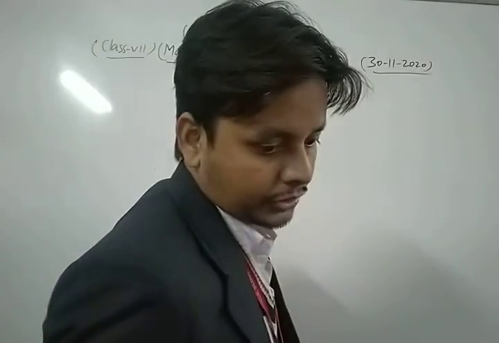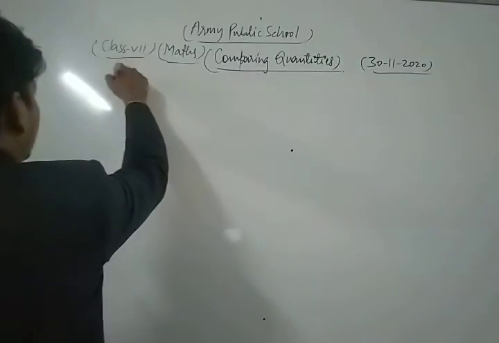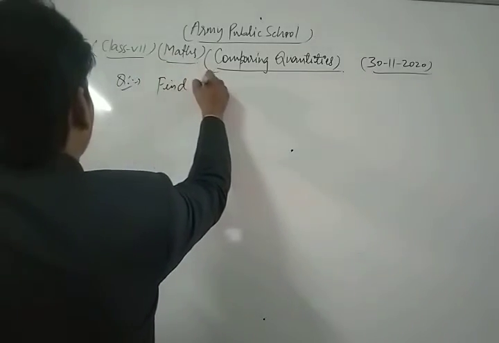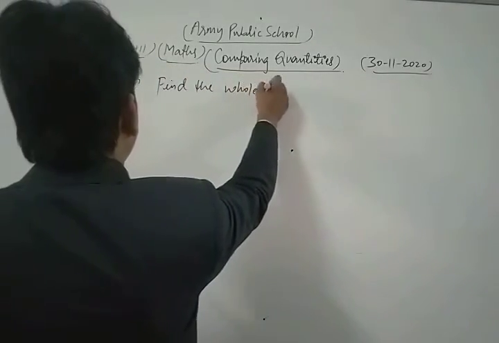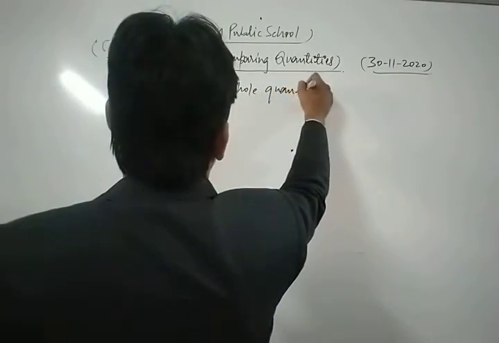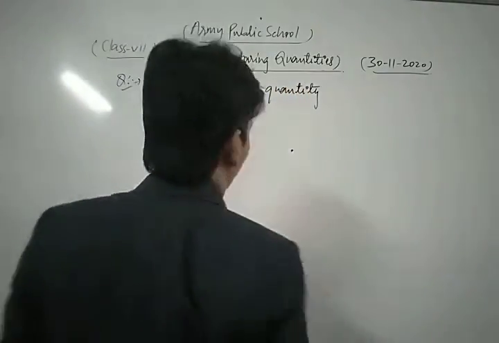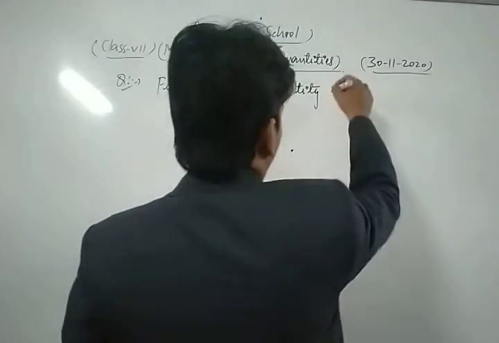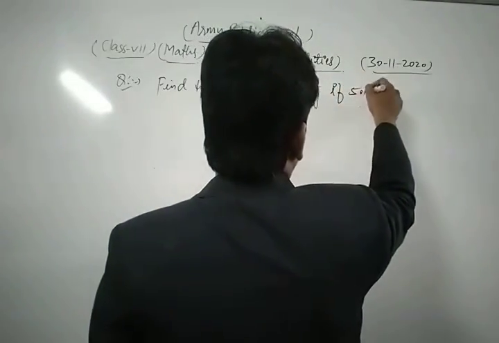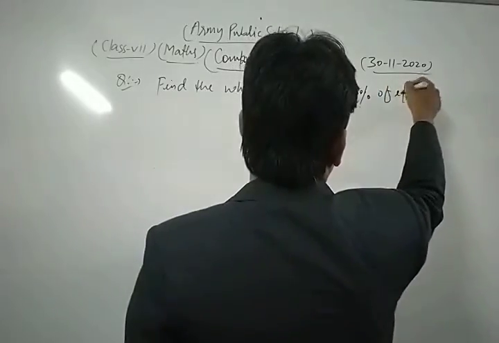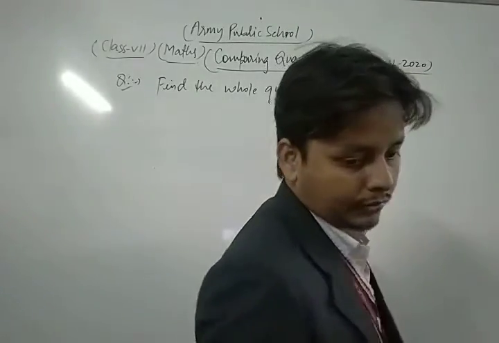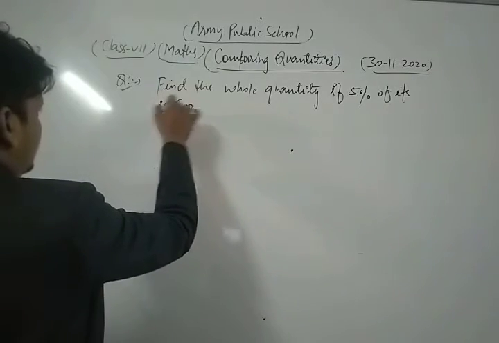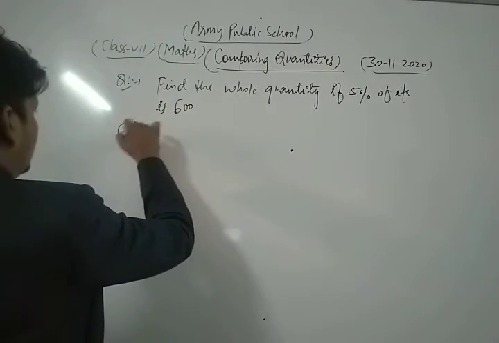Now, take a question. Find the whole quantity. The question is: find the whole quantity if 5% of it is 600. Now let's see its solution.